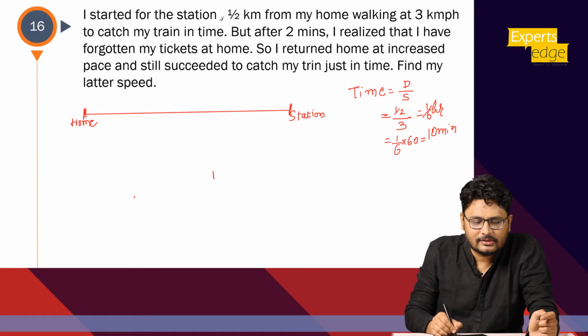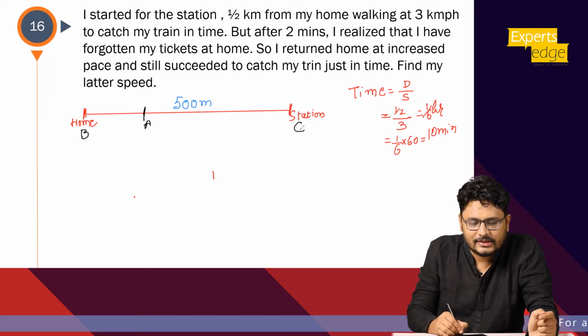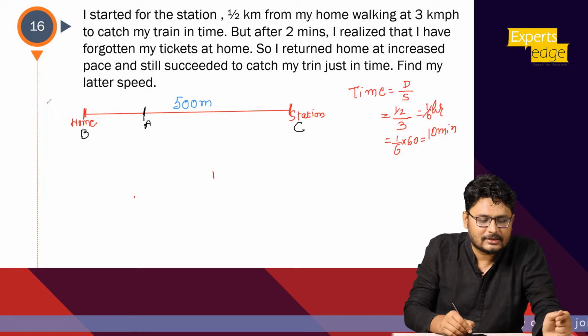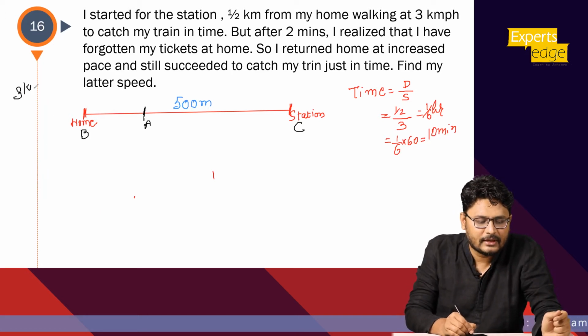What is the station distance? This is nothing but 500 meter. Half kilometer is 500 meter, right? Now, in 2 minutes, where he will be, let's say he will be at a certain distance. Let's say this is A, this is home, let's say B, and let's say station C. Now what was his speed? 3 kilometer per hour, right?